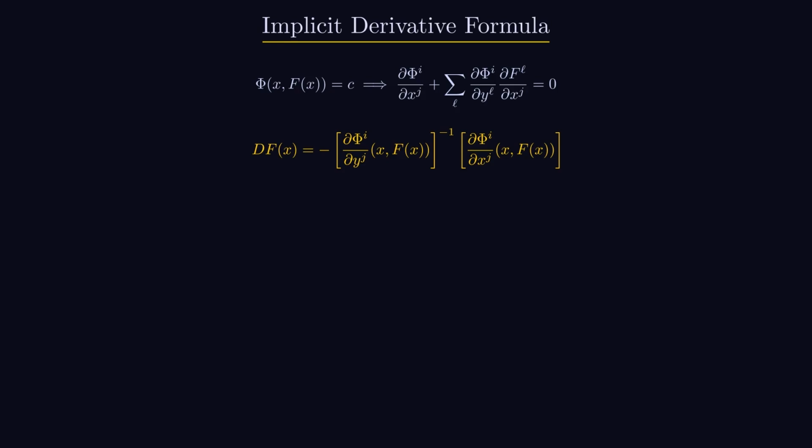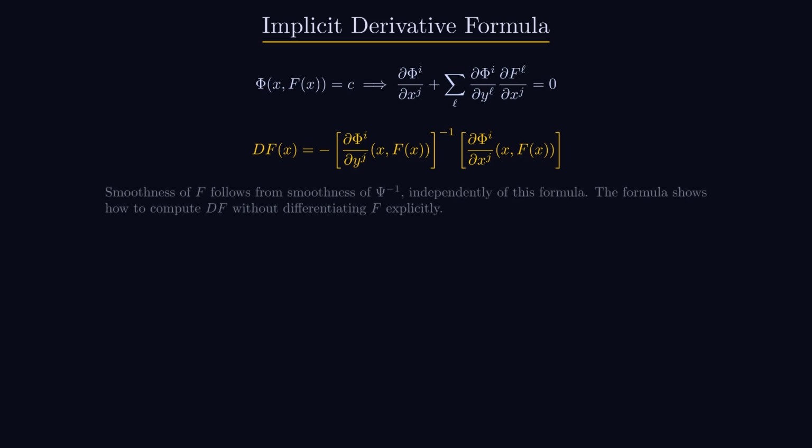This formula provides an explicit recipe for computing the derivative of the implicitly defined function f without first solving for f analytically. The smoothness of f is a consequence of the smoothness of psi inverse, established in the inverse function theorem proof, and does not depend on this differentiation formula. The rank theorem, which requires controlling the Jacobian of a map of constant rank, will draw on the same inverse function theorem machinery used here.